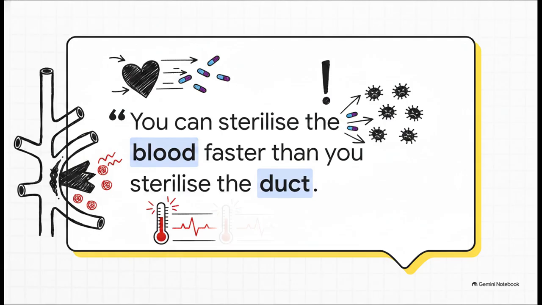The high pressure gradient just keeps actively seeding the bloodstream with endotoxins. If a patient's fever breaks shortly after the first dose of antibiotics, it's actually a false reassurance. It only signifies that the transient bacteremia was cleared. The primary source remains untouched, and the patient will inevitably relapse into sepsis unless the duct is physically opened.